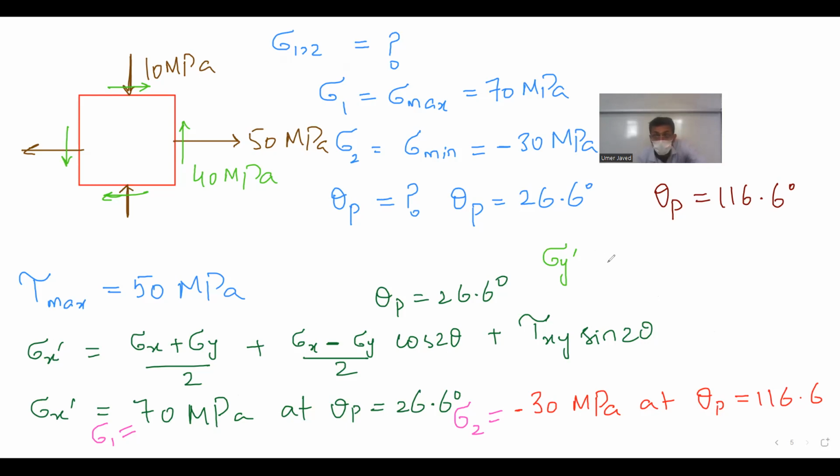Okay. In the stress y prime at theta p equal to 116, you will also get stress 2 equal to negative... I apologize. Sorry. Stress y prime at theta p equal to 26.6 degree, you will again get stress 2 at minus 30. But anyways, you have already found this.